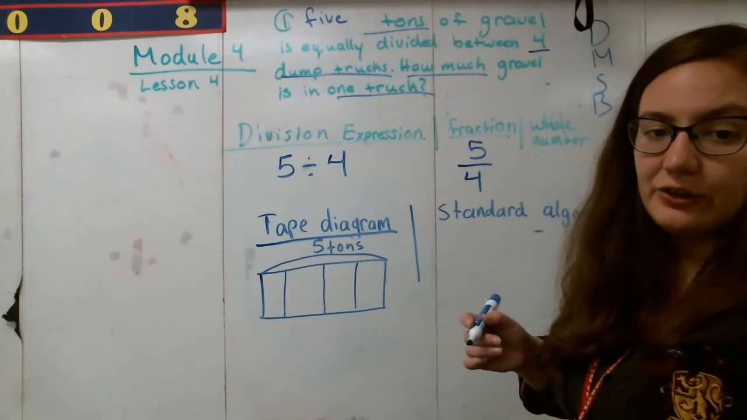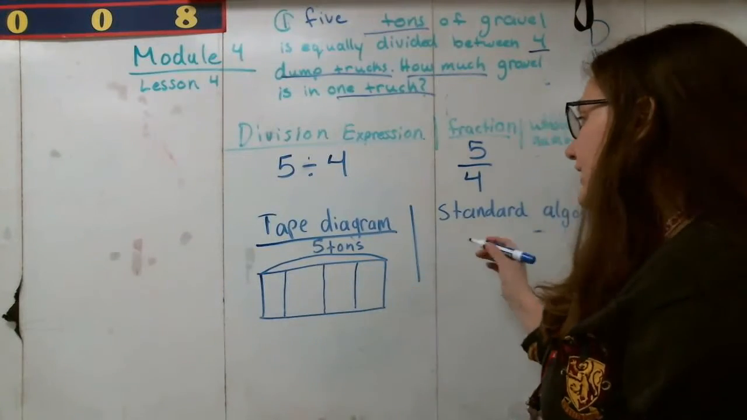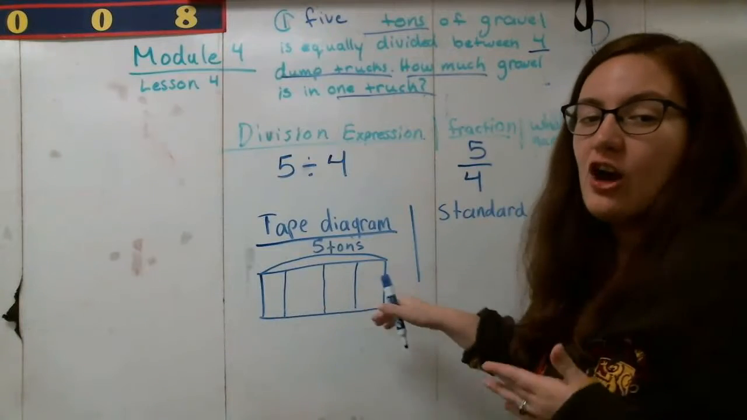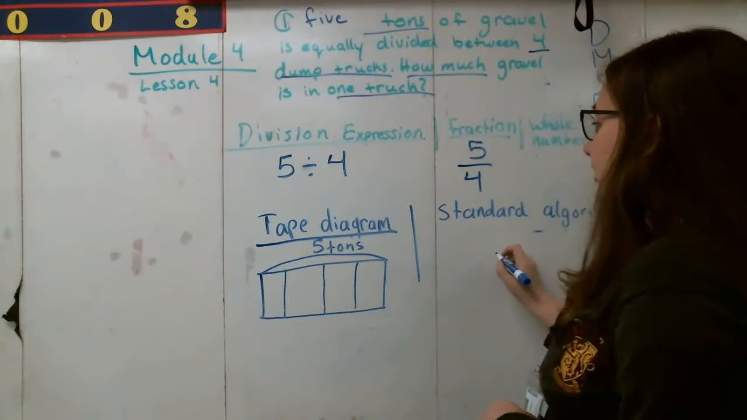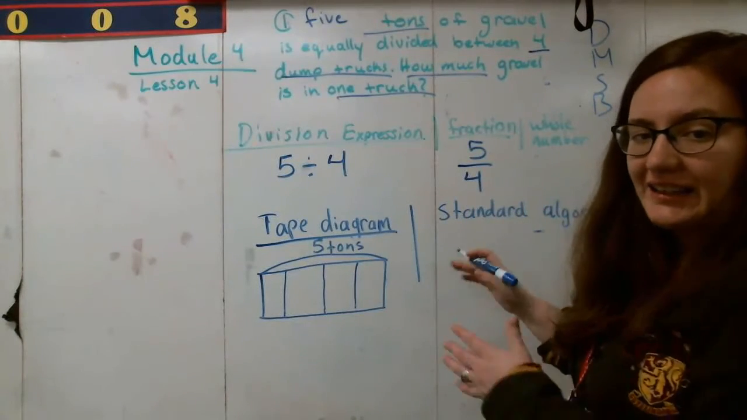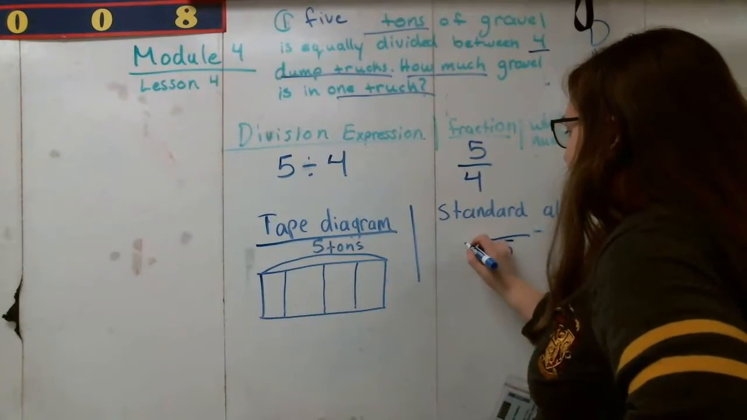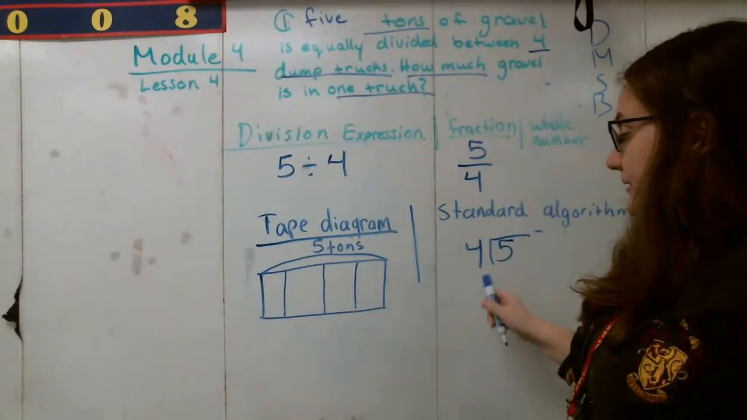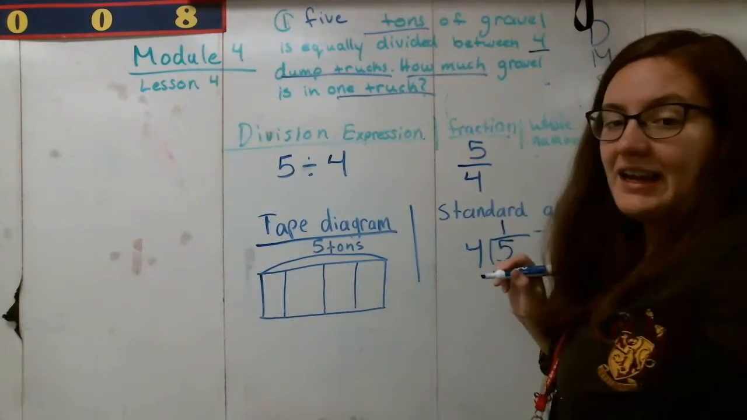Now it may be a little bit difficult for you to figure out what 5 divided by 4 is, so that's why we're going to use the standard algorithm. This just helps us visualize what is being divided and how it's getting divided. So if I take a look at this standard algorithm, I can use this division expression or fraction to help me create my standard algorithm. So I'm going to have 5 divided by 4, and we're going to start with our divide step. How many times can 4 go into 5? Well, 4 can go into 5 one time.